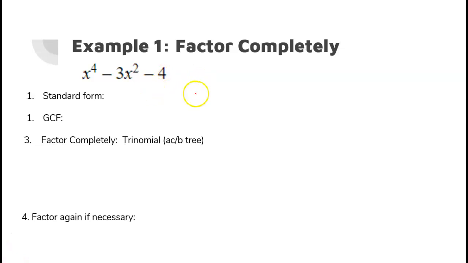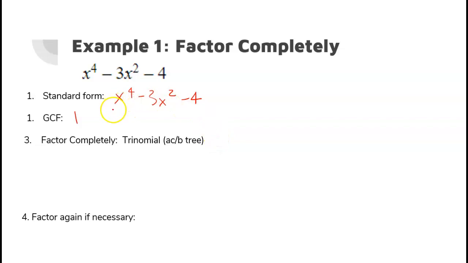Alright, so let's try an example. Say we have x to the fourth minus 3x squared minus 4, and we want to factor this completely. The first thing I'm going to do is write my expression in standard form, and my quadratic is in standard form, so I don't have to change anything. It's just going to be x to the fourth minus 3x squared minus 4. I'm going to look for a greatest common factor. I don't see one, so my greatest common factor is just 1, or there isn't one.